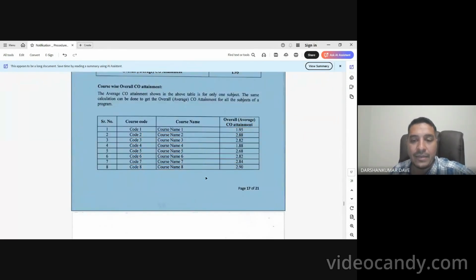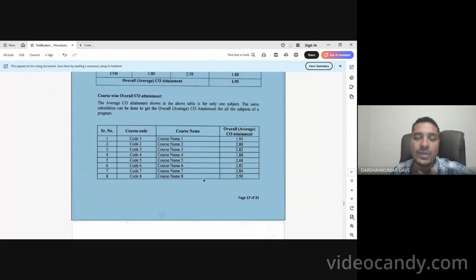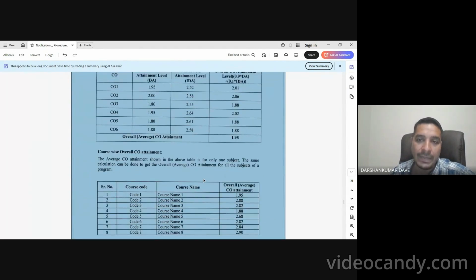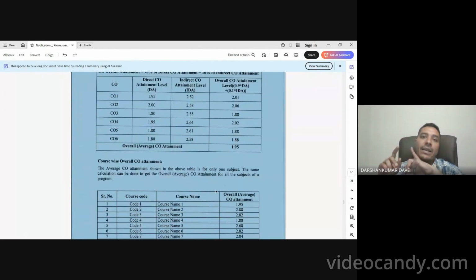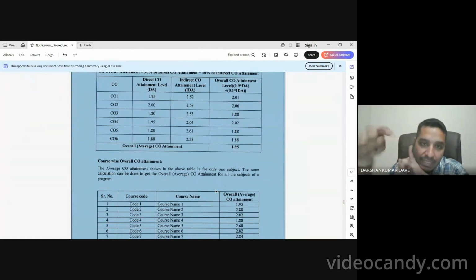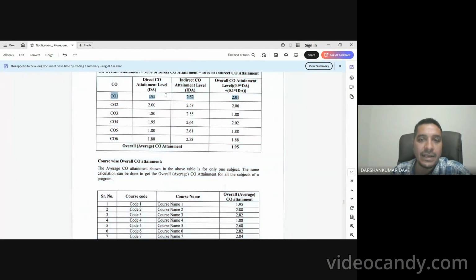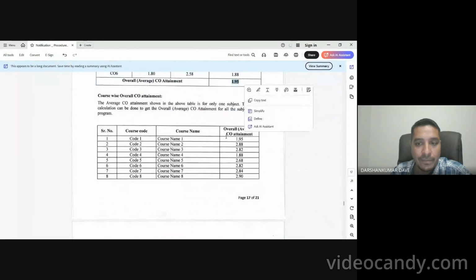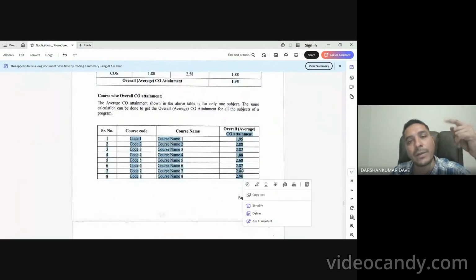Now, this was about the course outcome attainment. Course outcome attainment is recorded at 2 levels. Number 1, CO-wise: every CO is recorded with its attainment level, and every course is also recorded at its attainment level, the average. Both of these are helpful in the attainment of program outcomes.